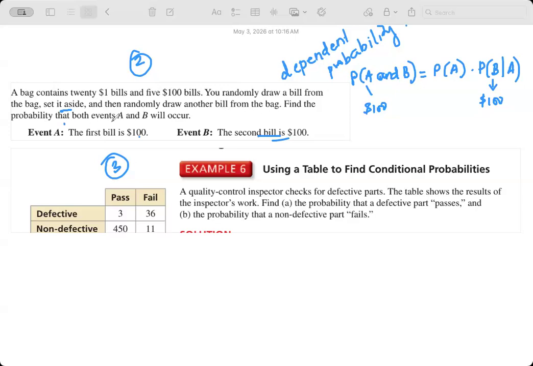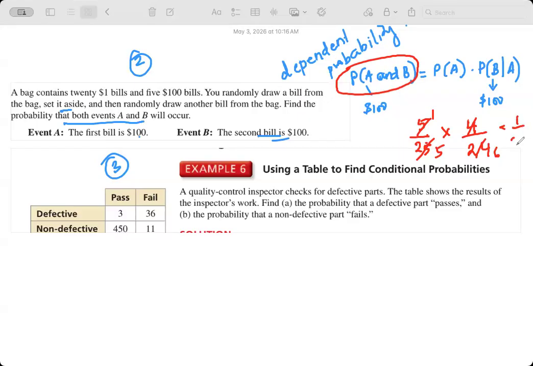They're asking to find the probability that both A and B will occur. What is the probability of A, the first bill being $100? It is 5 out of 25, times P of B. One bill is gone. We have lost one already, so our favorable base is also one lost because we already chose a $100 bill. So this is 1 by 5 times 1 by 6, which becomes 1 by 30.